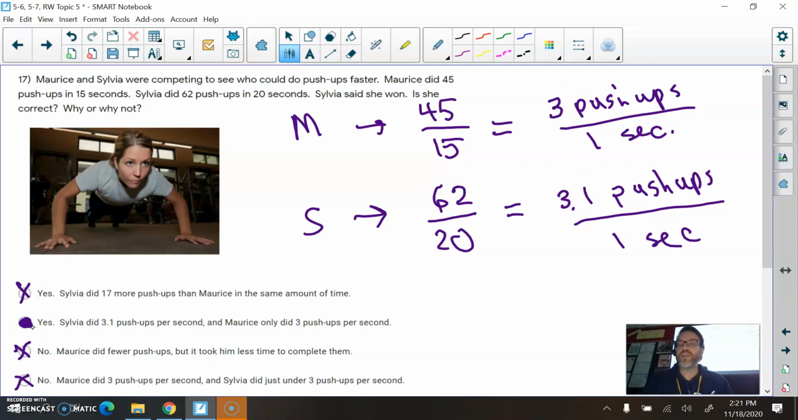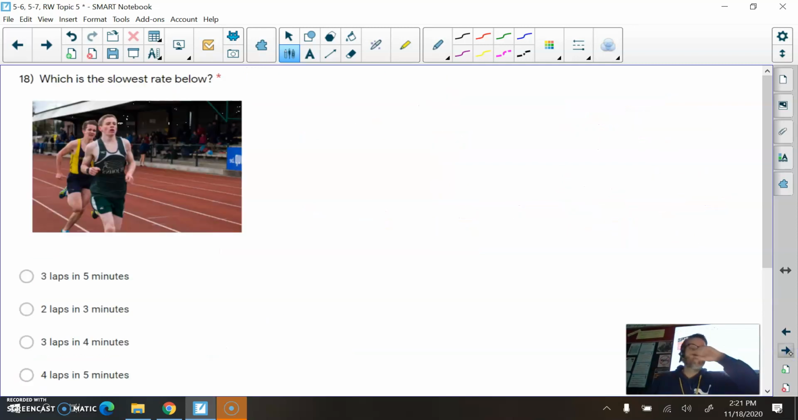So that's my answer there for number 17. All right, number 18. Which is the slowest rate below? We have 3 laps in 5 minutes, 2 laps in 3 minutes. These are all showing laps per minute.